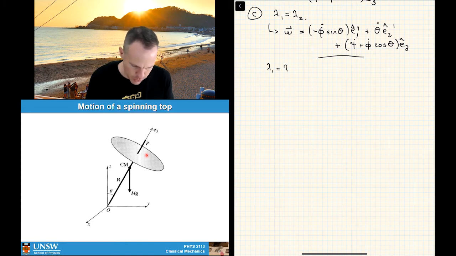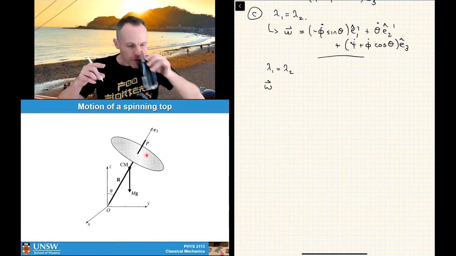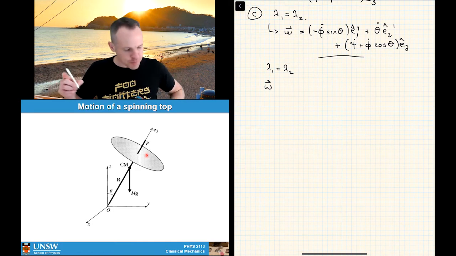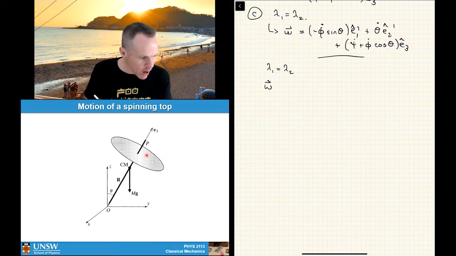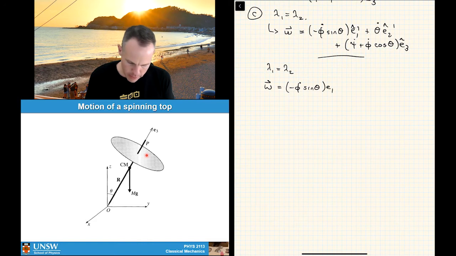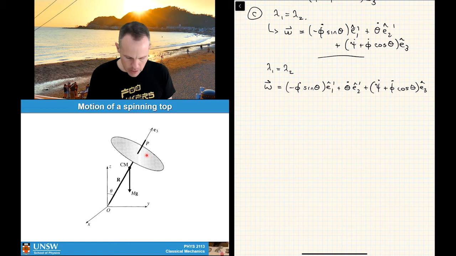So we've got lambda 1 equals lambda 2, and that means that we can start from an omega that's a little bit different to the one we had yesterday. You remember yesterday what we did was make our omega 0, 0 and omega 3. Here what we're going to do is set it up so we can connect it to our inertial reference frame later on via our Euler angles, okay? So this thing would be minus phi dot sine theta E1 hat dash plus theta dot E2 hat dash plus psi dot plus phi dot cos theta E3 hat, okay? And of course, the angular momentum would come out in the usual way.